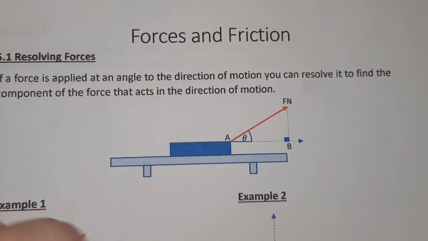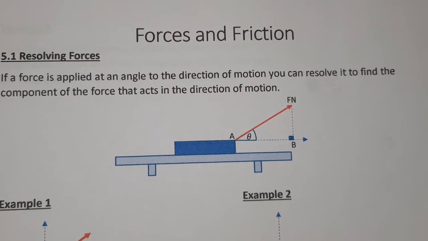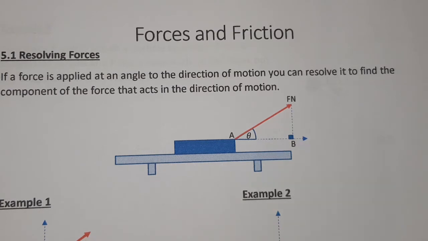Now in terms of forces, I've put any little facts that they gave you at the top. So you've got a force applied at an angle to the direction of motion. Basically we've done pulling forces where everything is horizontal. So a tow bar that's pulling a car, that's a horizontal action. But in this case we're looking at a force that's pulled on an angle.